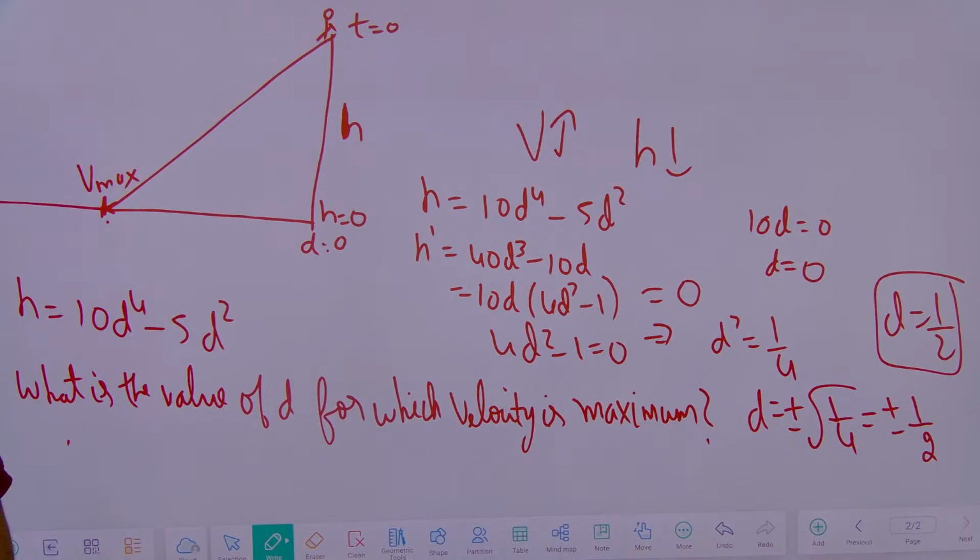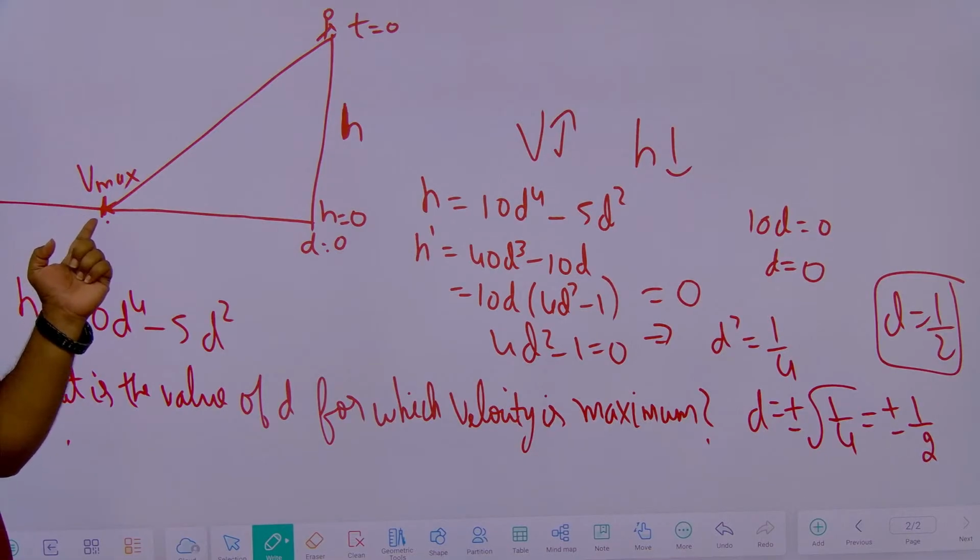So what is the value of D? That is 1 by 2. And velocity will become maximum here always. This concept you have to know.